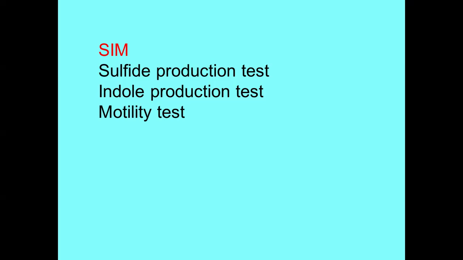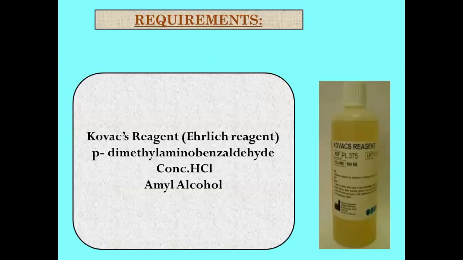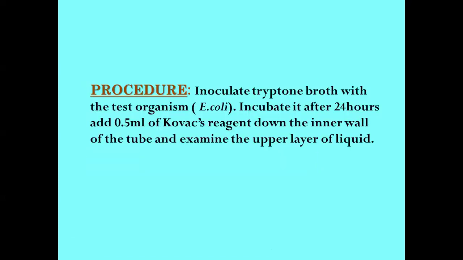But here I am explaining only the indole production test and its principle in SIM agar medium. Along with SIM agar, we need Kovac's reagent, otherwise called Ehrlich's reagent, composed of para-dimethylaminobenzaldehyde, concentrated hydrochloric acid, and amyl alcohol. In the procedure, we take SIM agar medium and inoculate the test organism you want to identify. Here I am taking Escherichia coli. After inoculation, it is incubated for 24 hours at 37 degrees Celsius.